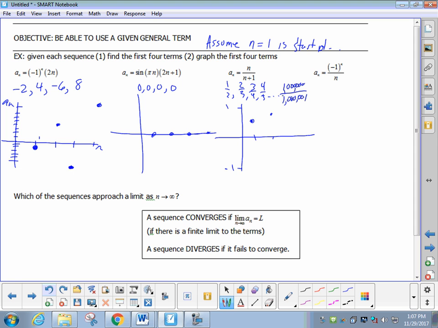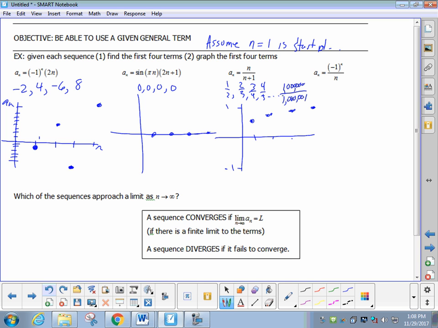1/2, 2/3, 3/4, 4/5. Okay, is that bounded? You say yes. Is there a number that is less than all the terms? Can you give me a number that's less than all the terms? 0. Sure, 0. Or 1/2. Less than or equal to. Okay, so is it bounded below? Yes. Is it bounded above? Yes. So is it bounded? It is absolutely bounded.